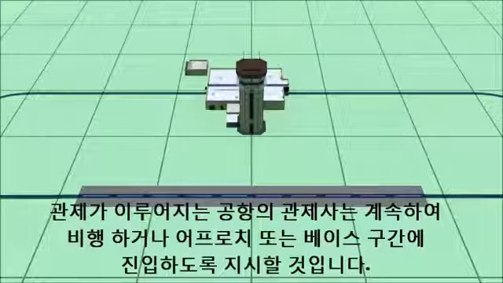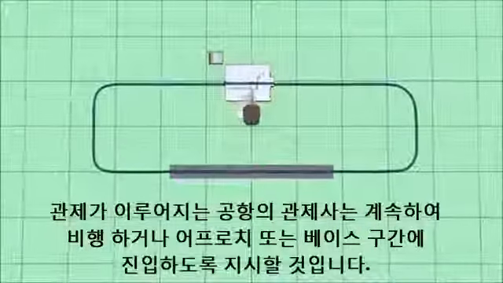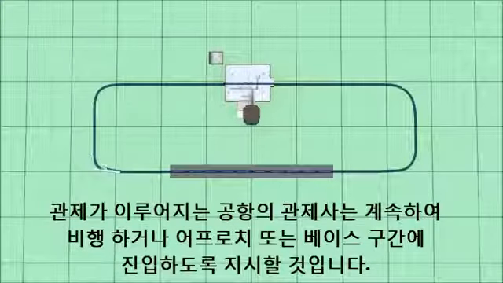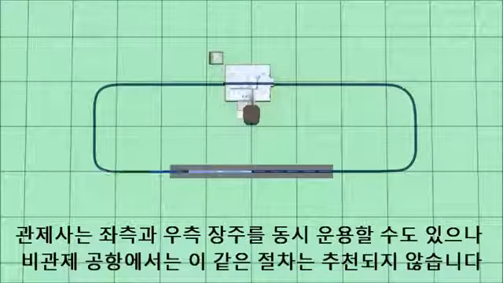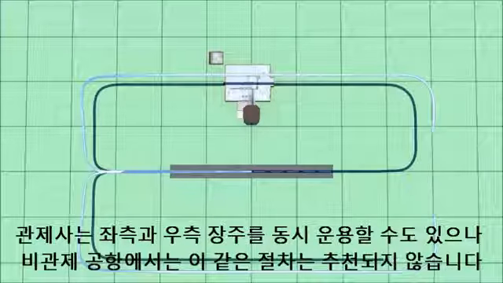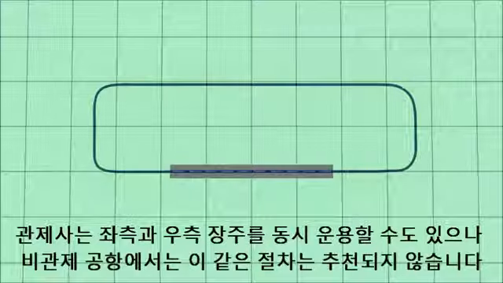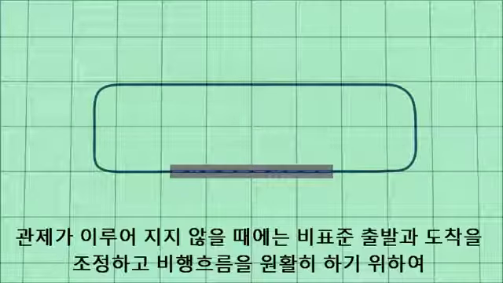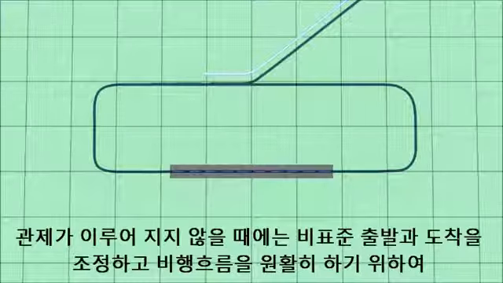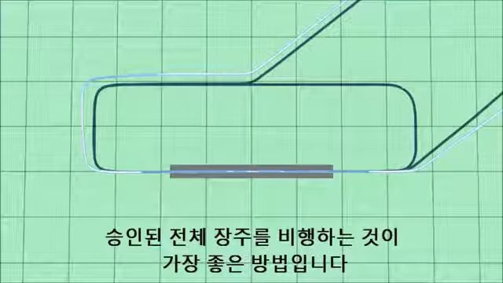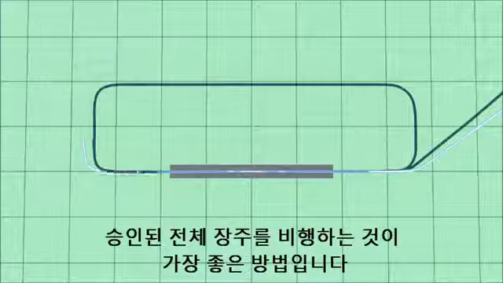At tower-controlled airports, ATC may instruct pilots to fly straight-in approaches or have pilots enter on the base leg. ATC may even run left and right patterns simultaneously. At non-towered airports, these procedures are not recommended. Flying the approved full pattern is the best way to avoid traffic conflicts when ATC is not there to coordinate non-standard arrivals and departures.